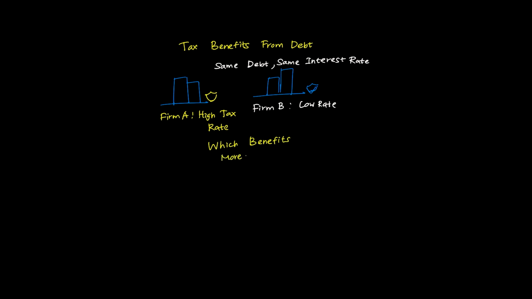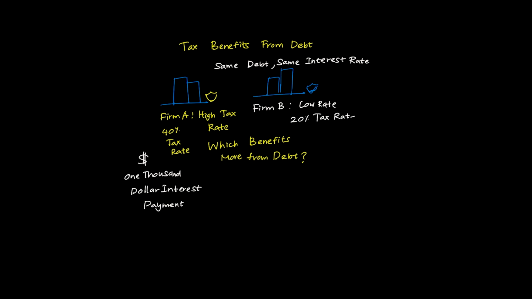Firm A operates in a jurisdiction with a higher tax rate. Firm B operates where tax rates are lower. The question asks, which firm benefits more from debt financing? Counterintuitively, it's the high tax firm. Here's why. When a company pays interest on debt, that interest is tax deductible. It reduces taxable income. The higher your tax rate, the more valuable this deduction becomes.